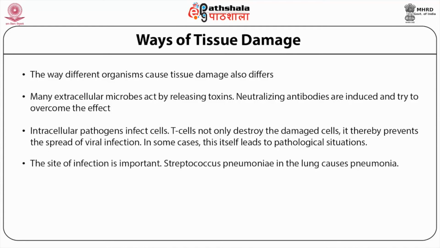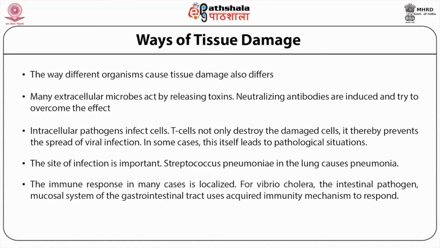The site of infection is important. Streptococcus pneumoniae in the lung causes pneumonia. If the organism infects blood, it leads rapidly to total systemic failure. The immune response in many cases can be localized. For Vibrio cholerae, the intestinal pathogen, the mucosal system of the gastrointestinal tract uses an acquired immunity mechanism to respond.